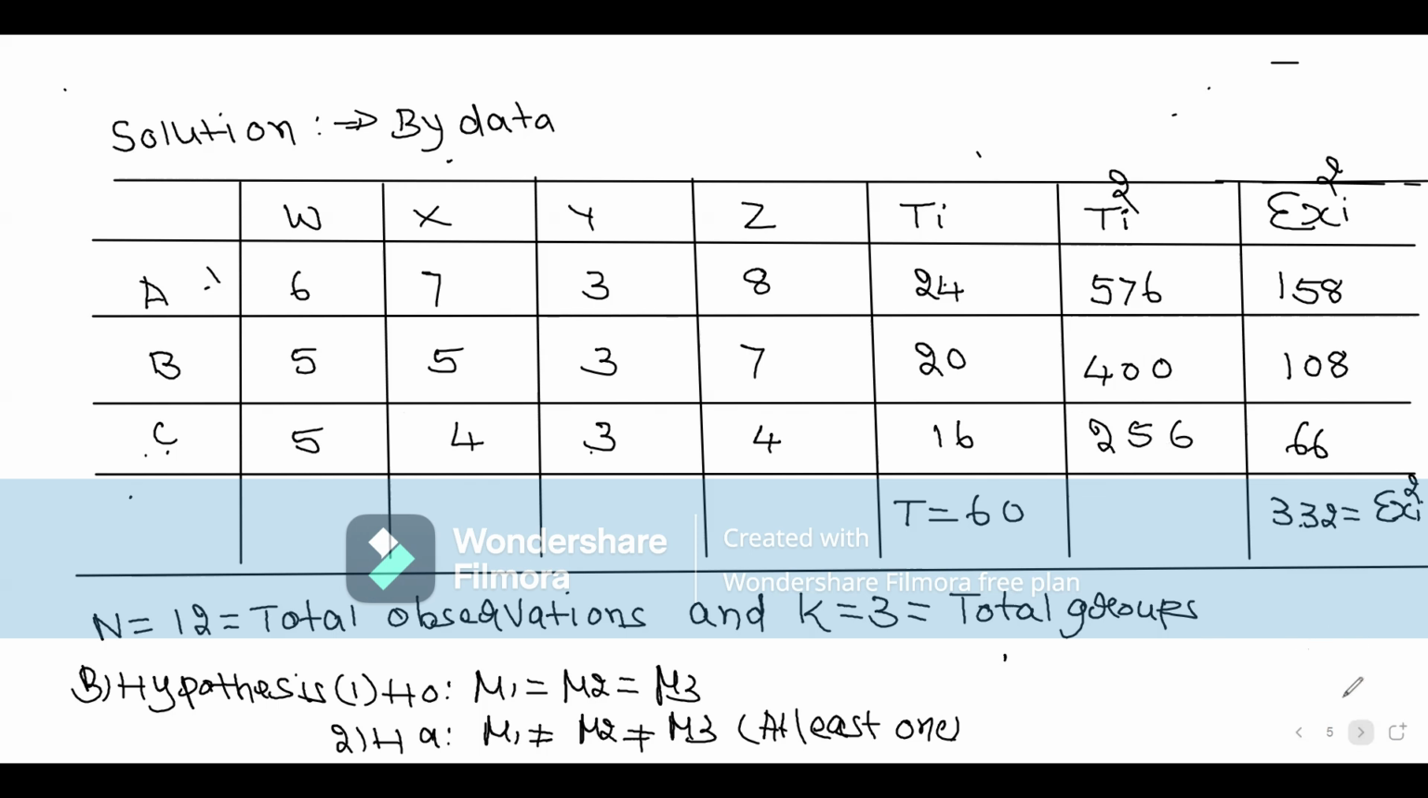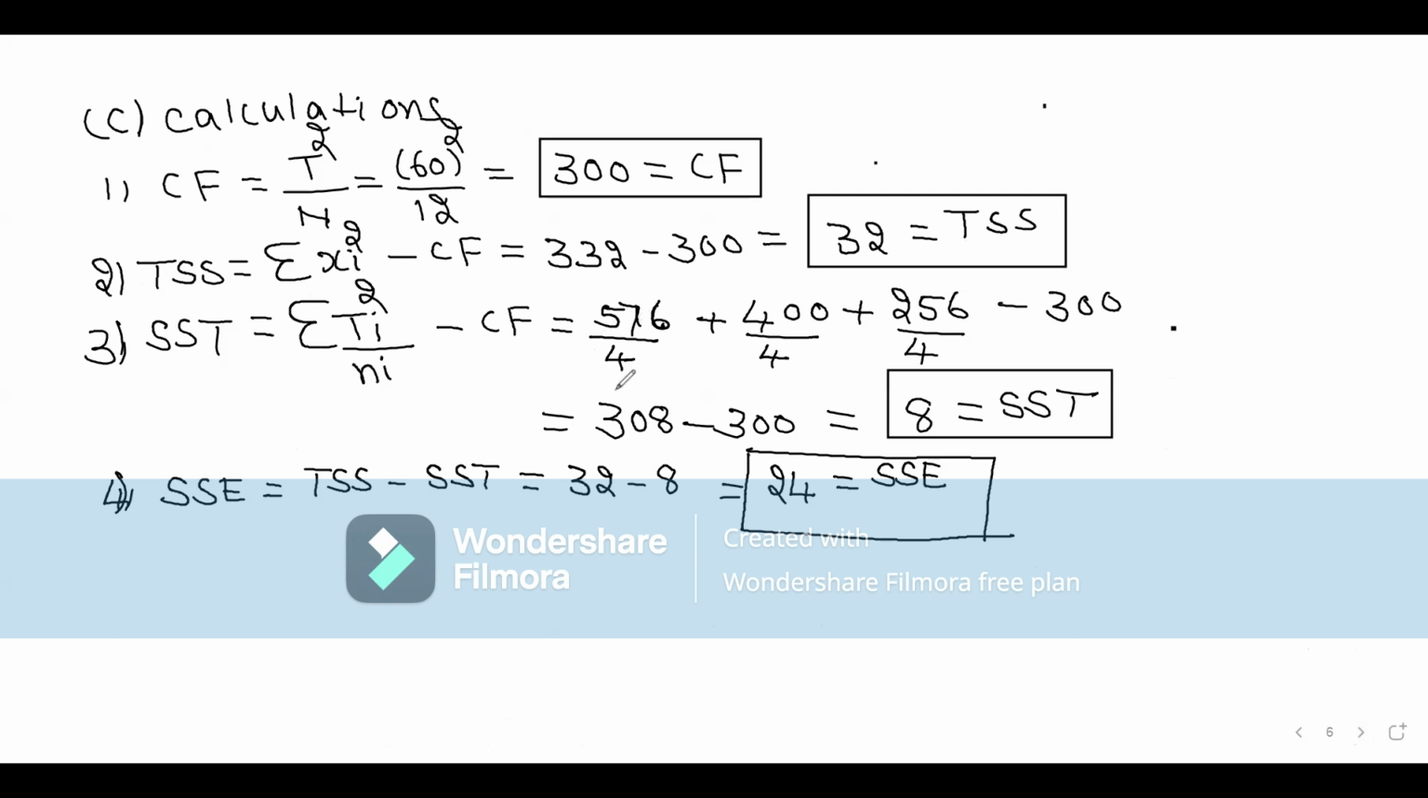Look here, you make a calculation. 576 divided by 4 plus 400 divided by 4, 256 divided by 4 minus 300. If you calculate them in the calculator, 308 minus 300 means 8. SST is 8. Then you have to calculate SSE, which means TSS minus SST.